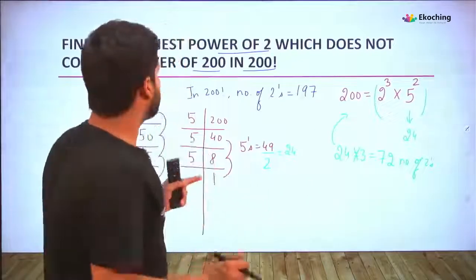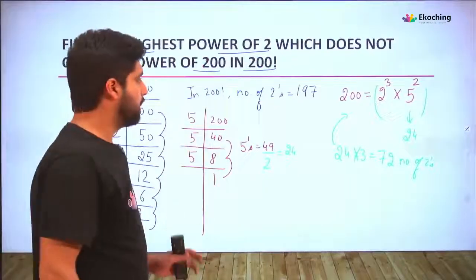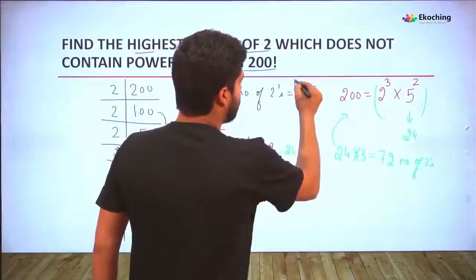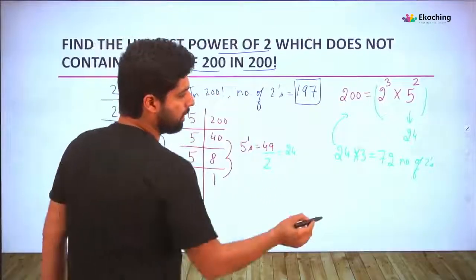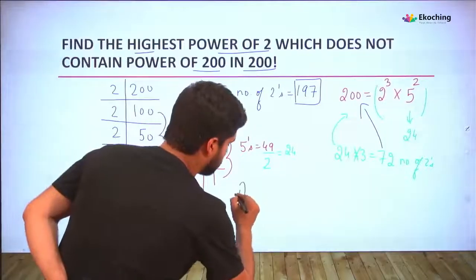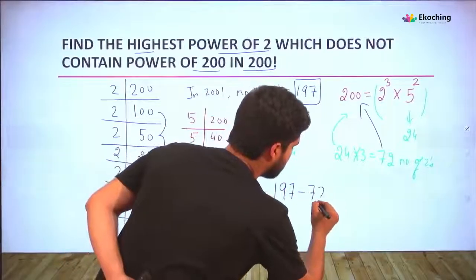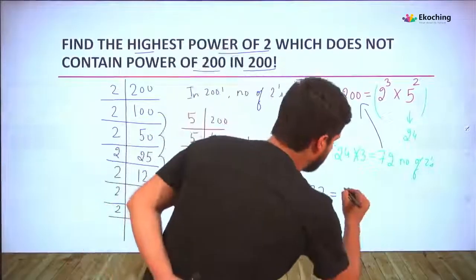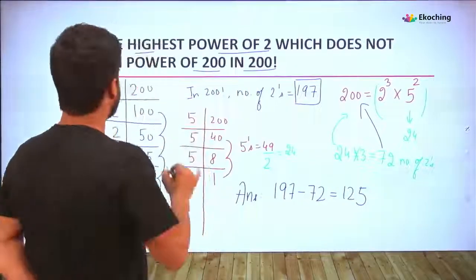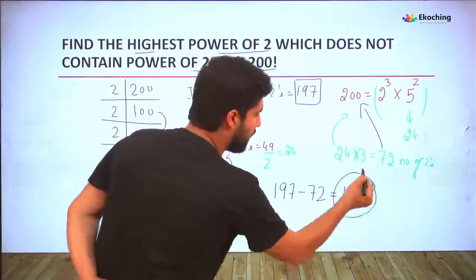So what is the question asking? Highest power of 2 which does not contain power of 200. So that means out of this total 197 number of 2s, 72 will be used in this 200. So the answer to our question will be 197 minus 72, which is equal to 125. So the highest power of 2 which does not contain power of 200 in 200 factorial will be 125.